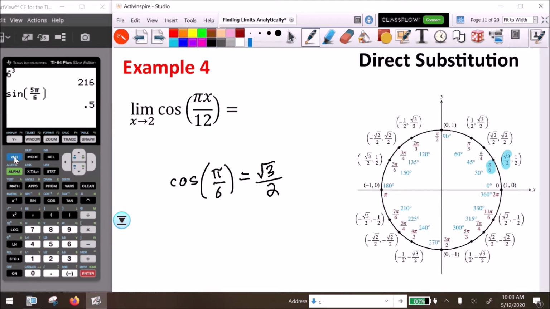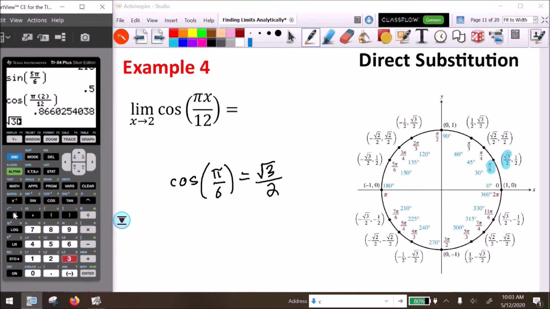I'm just going to do cosine of, I'll type it in here how it was originally written, pi multiplied by x, and x was approaching 2, over 12. And we should get this root 3 over 2 as our answer. Now square root 3 is 1.73 something, and if you divide that by 2 you get 0.866. So this does verify that. Just to show you again, square root 3 over 2 is in fact equal to that.